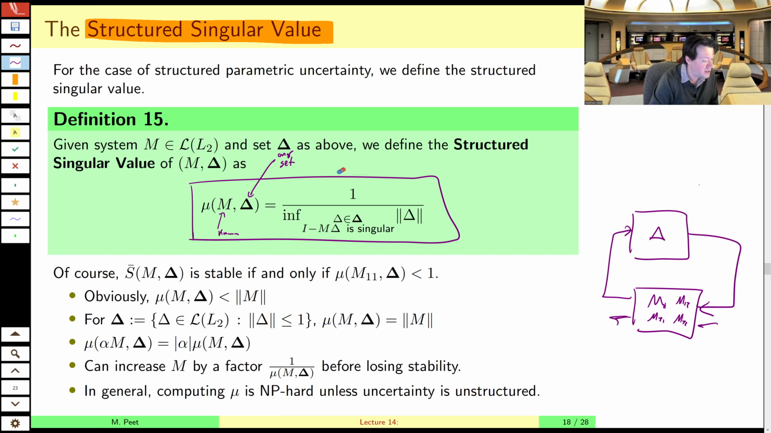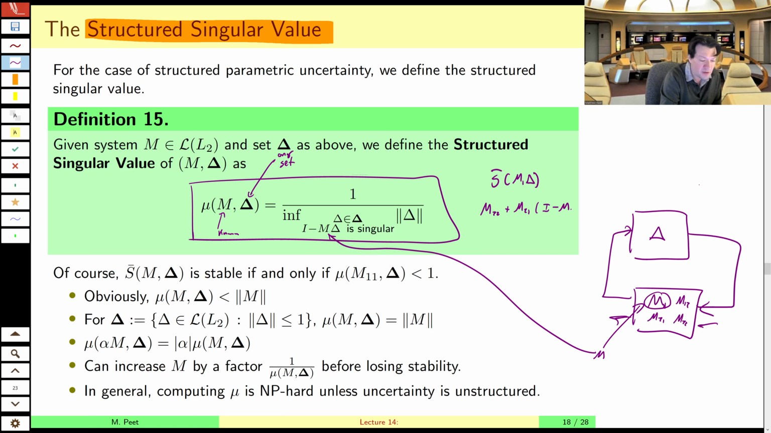Right, so what are we going to say? If we parse this notation, the structured singular value is 1 over the size of the smallest delta in the uncertainty set which destabilizes the system. M here is just this M11. If we find the upper star product, S bar of M comma delta, remember it has the form M22 plus M21, and the important part here is I minus M11 delta inverse M12. I think that's right, although don't quote me on it. Check another slide just to make sure.